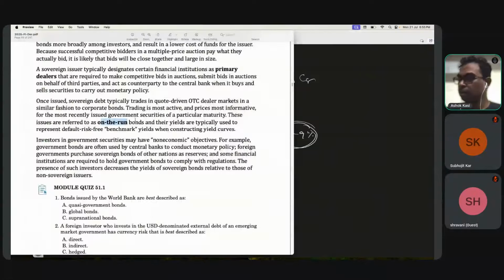And then on the run, this is just a terminology. On the run means the latest bond is called on the run. Off the run, on the run. So the latest bond is called on the run bonds. Other bonds are called off the run bonds. Okay, that is just a phrase kind of thing.